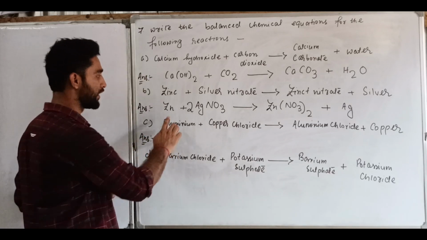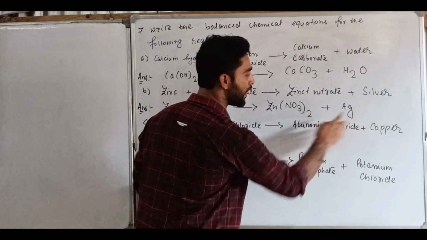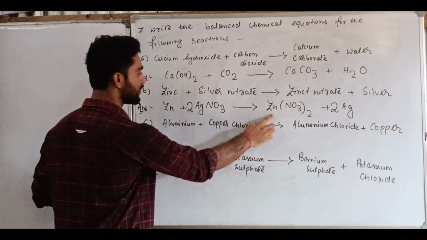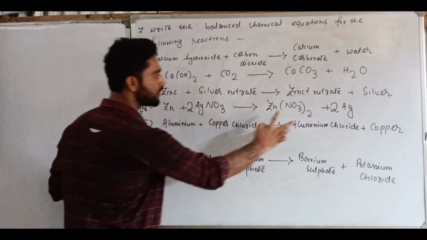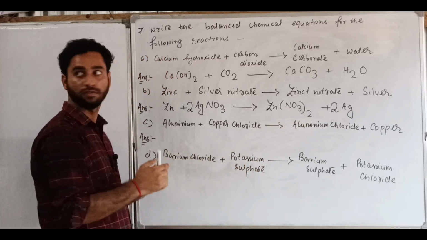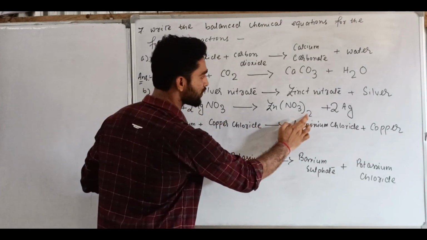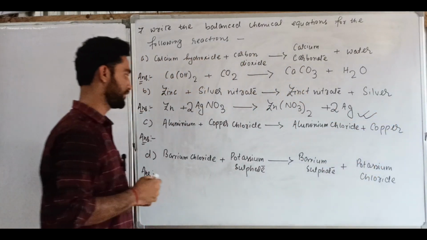Now check again from the metal. Zinc 1, zinc 1. Silver 2, this side silver 1. So put 2 here. So zinc 1, silver 2, silver 2. Now non-metal. Nitrogen 2, this side nitrogen 2. Now oxygen. So oxygen 3 to the 6. Here oxygen 3 to the 6. So then our reaction became balanced.